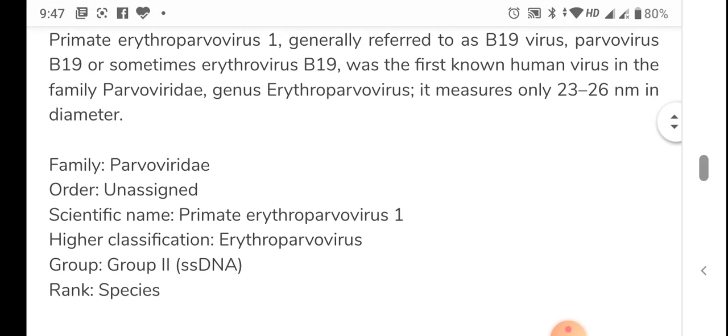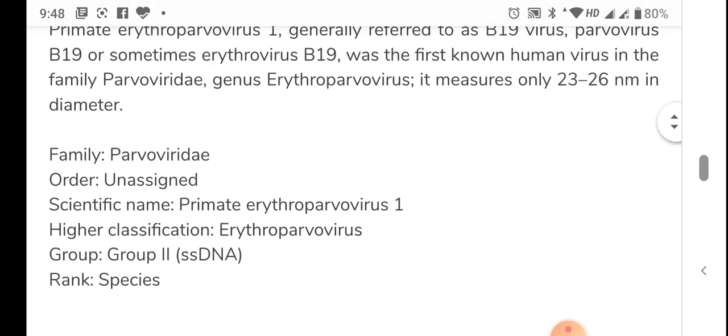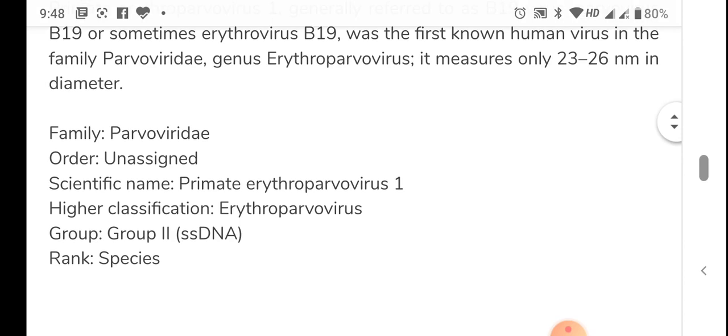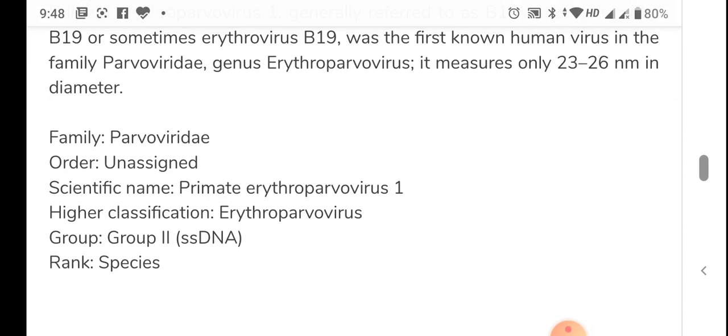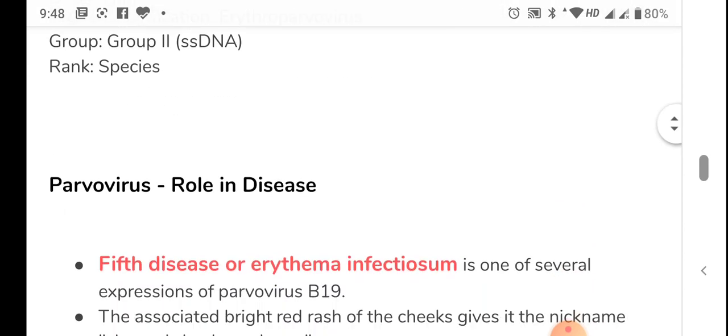So this is the classification: family Parvoviridae, order unassigned. It is not assigned to any order, so it is unassigned. The scientific name is primate erythroparvovirus 1, the higher classification is Erythroparvovirus, and the group it belongs to is group 2, single-stranded DNA virus. The genetic material is single-stranded DNA, and the rank, this parvovirus, is a species of virus.